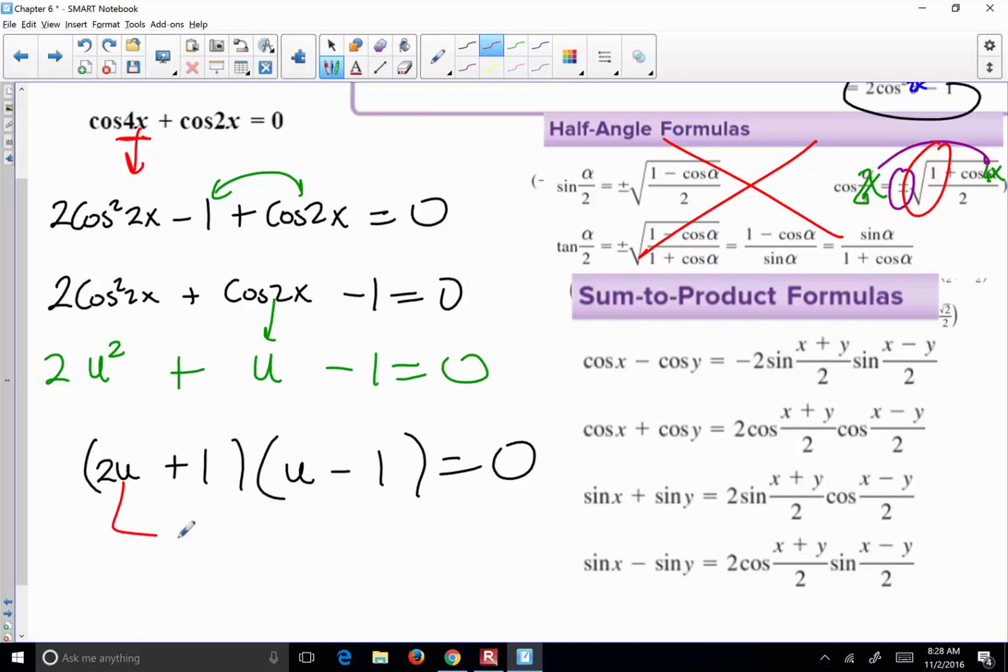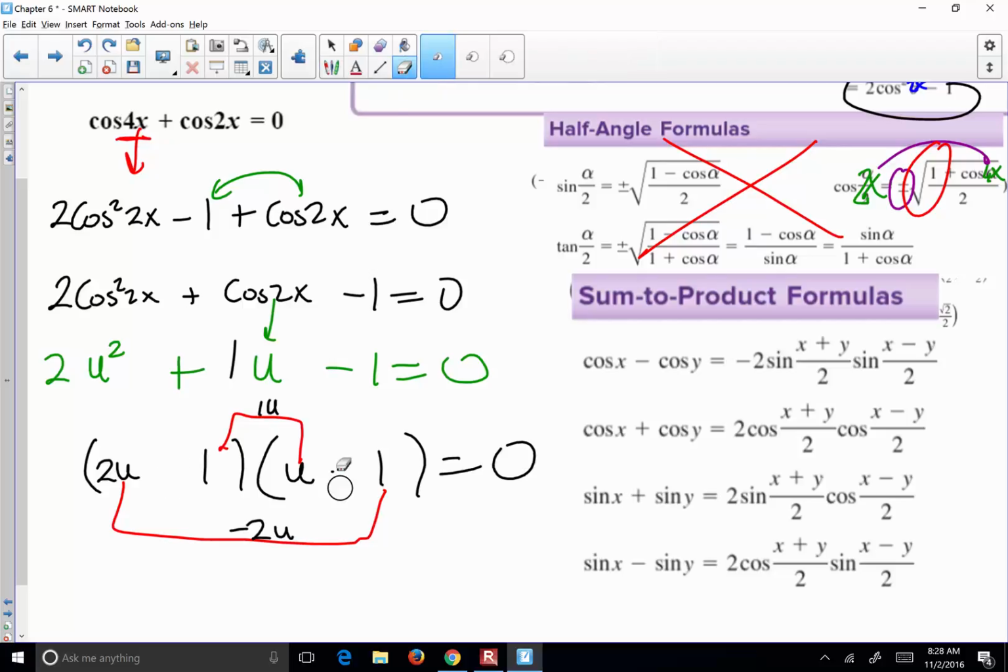Why? When I FOIL outside terms and inside terms, what is the sum? 2u times minus 1 makes minus 2u. 1 and u makes 1u. The total is positive 1u? No. Wrong. Right pair, wrong replacement. Minus 1 should be the left, positive 1 should be the right. Make this minus, make this plus. Now all fixed. This is positive u, this is minus 2u, the total is positive... minus u. Great.